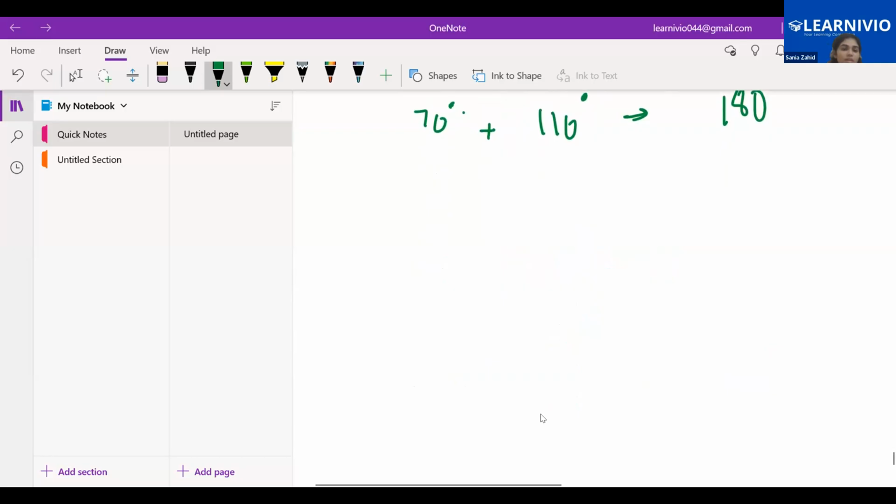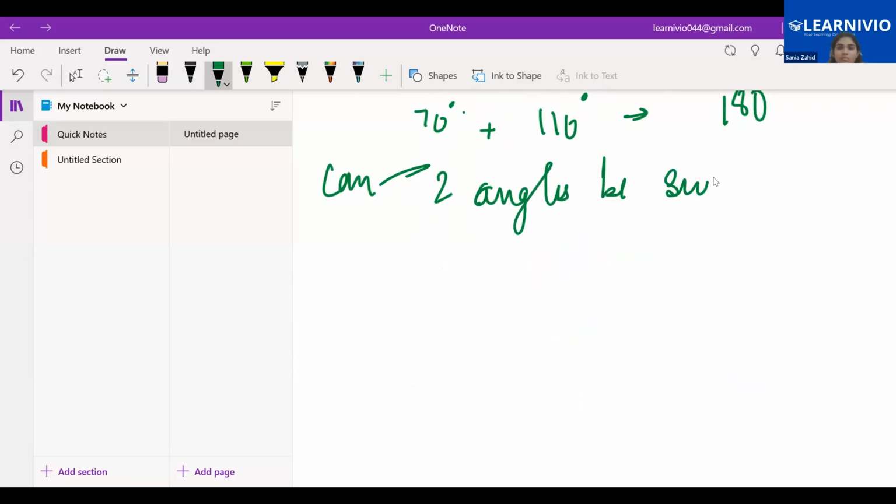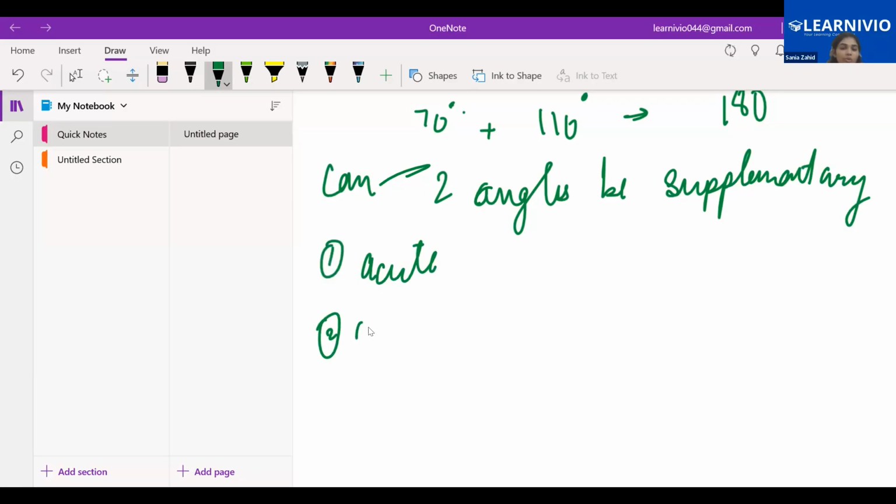Now the question is, can two angles be supplementary if they are acute, if they are obtuse, or if they are right? Okay, what is the meaning of acute angles?